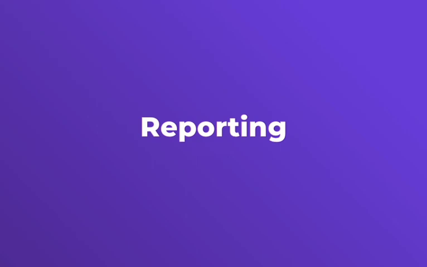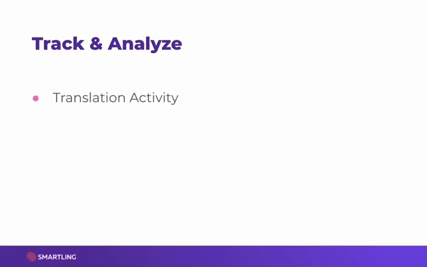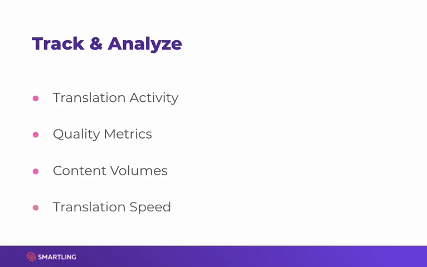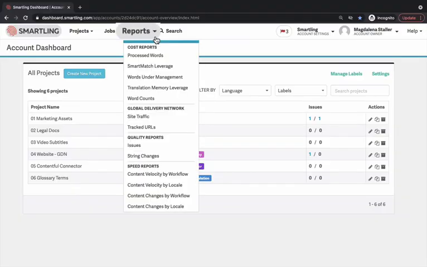Last but not least, Smartling offers a wide range of robust reporting options that will help you track and analyze your translation activity, quality, volumes, and speed. You can access your reports directly from the top navigation bar.